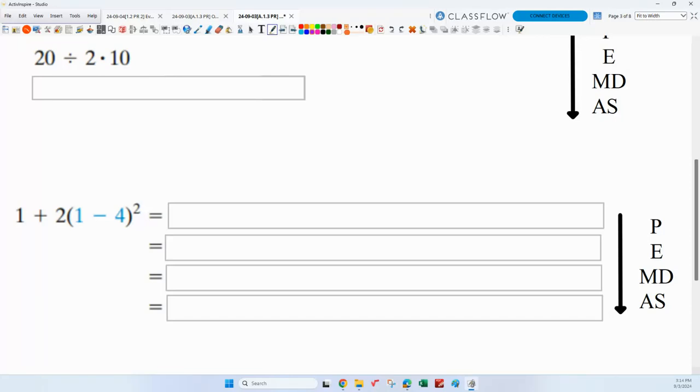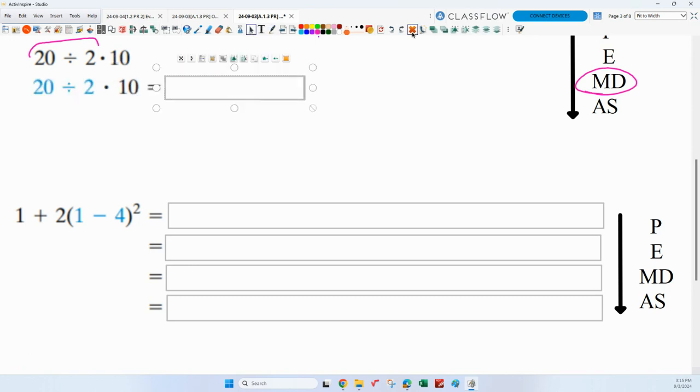Well, they both can't be right. We have to have a specific order of operations. So which one do we have to do first? Those are both on the same row. They're both on the multiplication division row, right? So we're going to have to do the first one we see from left to right. So we do that guy first. Okay, so 20 divided by 2 is 10. 10 times 10 is 100. Boom. Okay, how about this one?